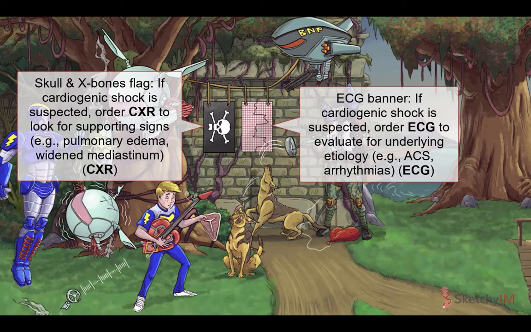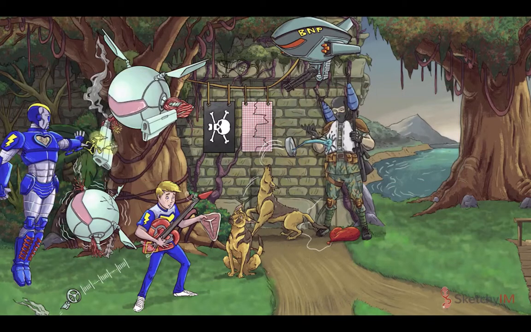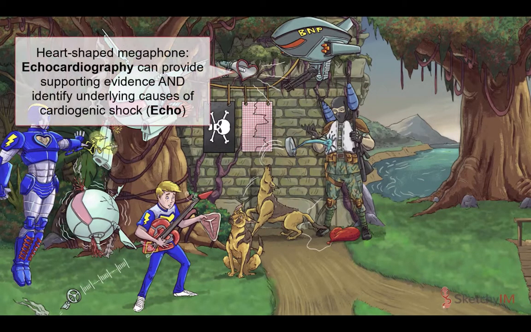These tests will provide you with more evidence supporting cardiogenic shock, such as pulmonary edema or a widened mediastinum in the case of the chest x-ray, or clues to the underlying etiology, such as ST elevations or VTAC in the case of the ECG. The imaging test of choice for patients with suspected cardiogenic shock, however, is the echocardiogram.